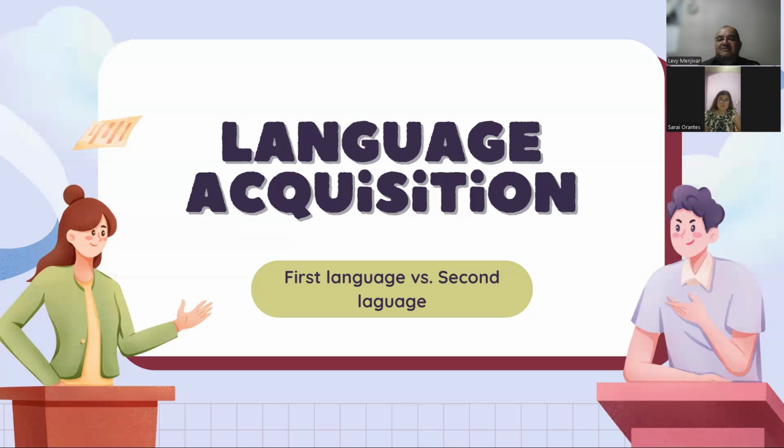L2 learners also associate new vocabulary with situations or objects, whether it's associating, in this case, agua with a glass of water, or chien with a dog if we are learning French. So learners build meaning through the context in both cases.